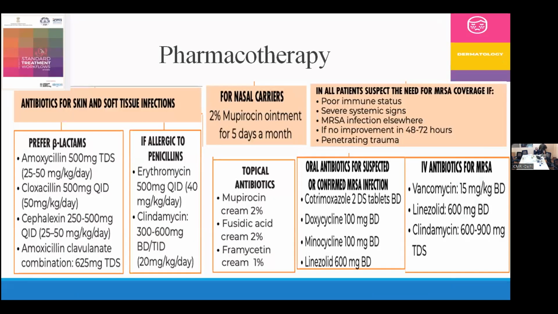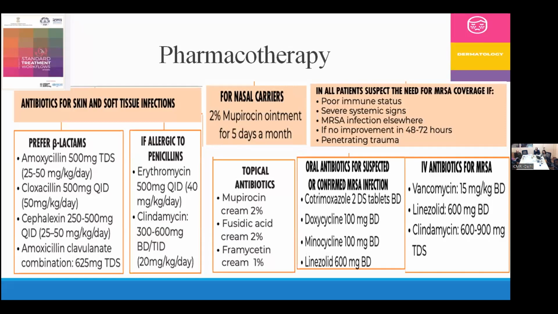So this is the pharmacotherapy. So antibiotics for skin and soft tissue infection, and naturally this would need to be adapted to your local profile where you're doing your antibiotic surveillance. And so then you have the beta-lactams, and if allergic to penicillin, that has been provided. For nasal carriage, treatment by 2% mupirocin.